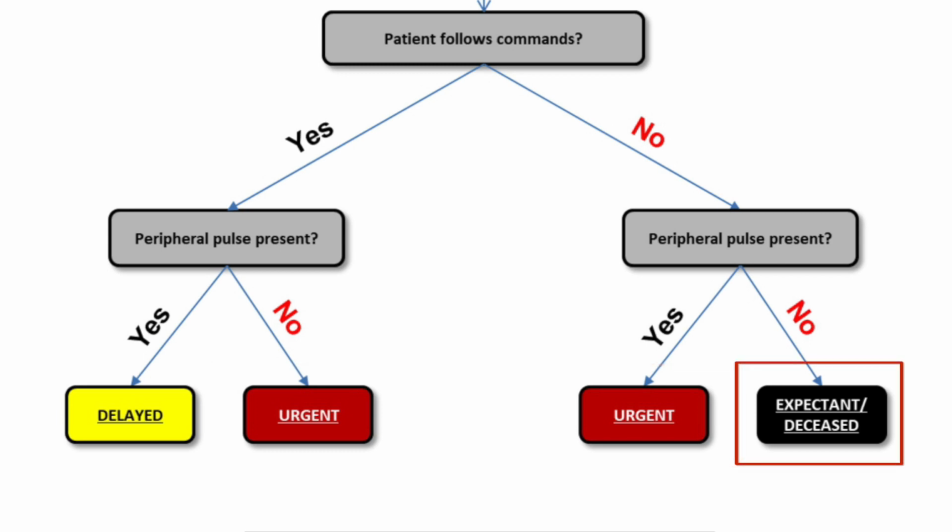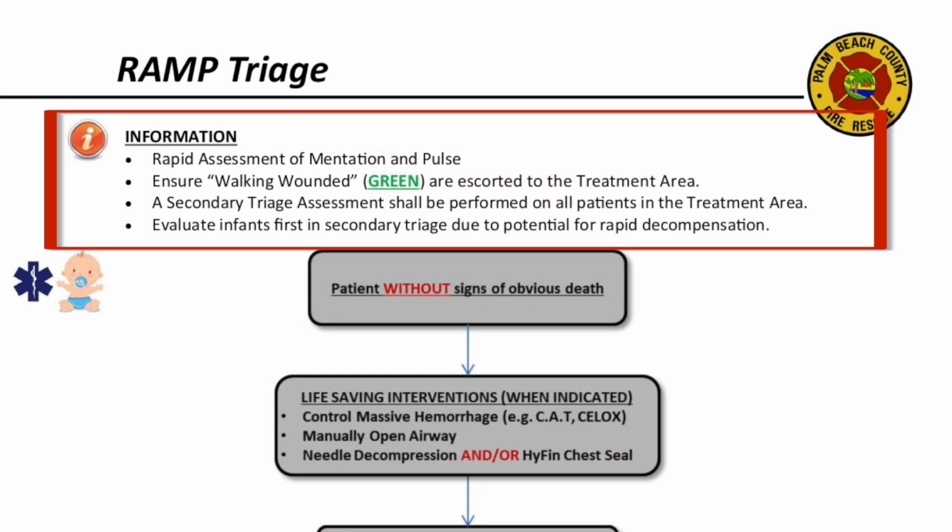And then lastly are the expectant or deceased patients. These patients cannot follow commands and have no radial pulse, and their survival is unfortunately unlikely. Remember, the walking wounded can be categorized as green initially, but all these individuals have to be redirected to the treatment sector for a secondary assessment. These patients can then be reclassified based on the findings of the secondary assessment.